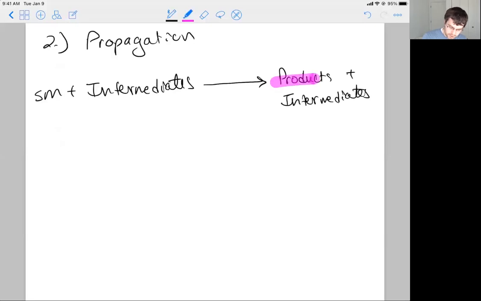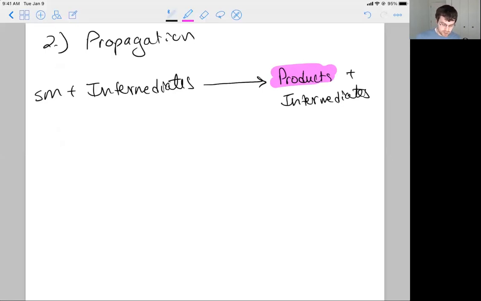One thing that is often a misconception when understanding chain reaction processes is that people interpret the last step, termination, as the step that forms the products. Generally, that's not true. A good chain reaction will form products during the propagation step. That's the step that keeps churning over and over and over again until the limiting reagent is consumed.